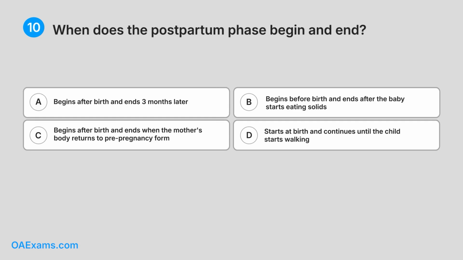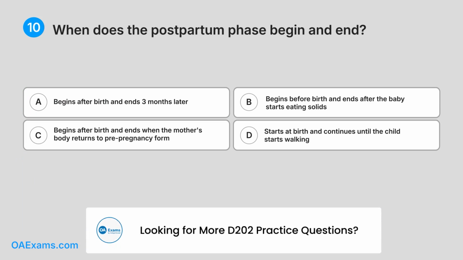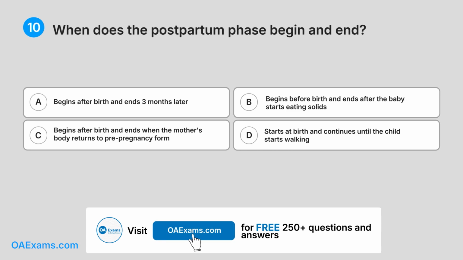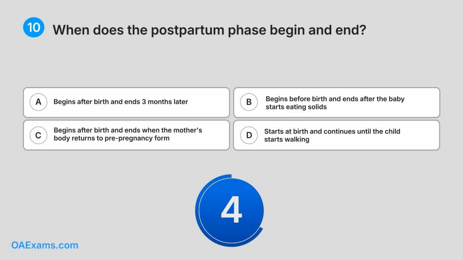10. When does the postpartum phase begin and end? A. Begins after birth and ends 3 months later. B. Begins before birth and ends after the baby starts eating solids. C. Begins after birth and ends when the mother's body returns to pre-pregnancy form. D. Starts at birth and continues until the child starts walking. Can you guess the answer?